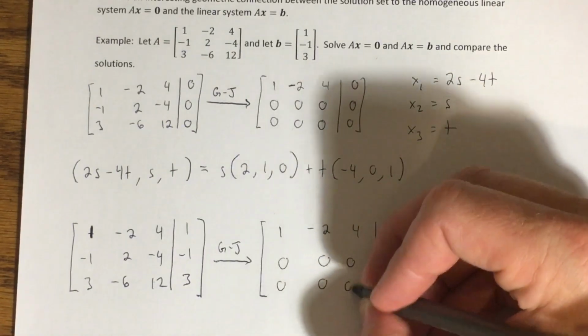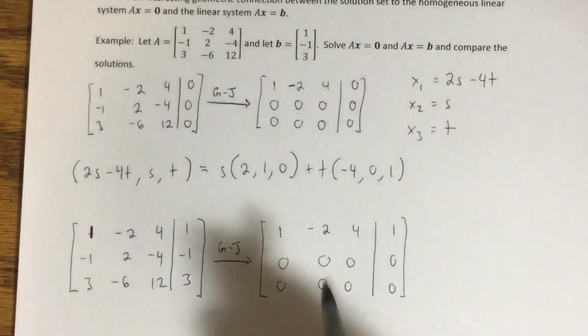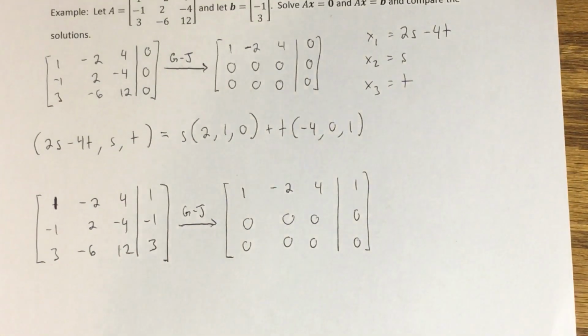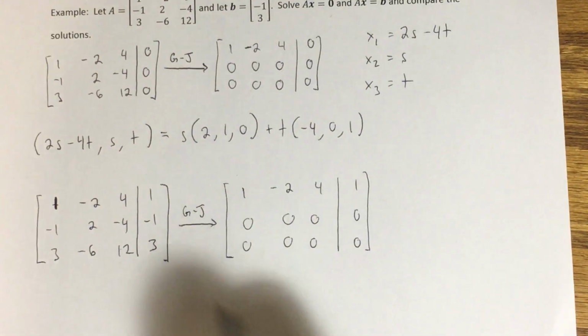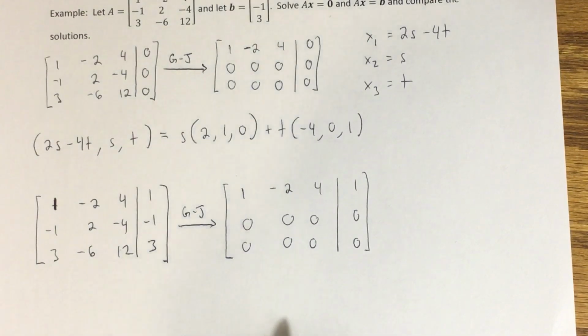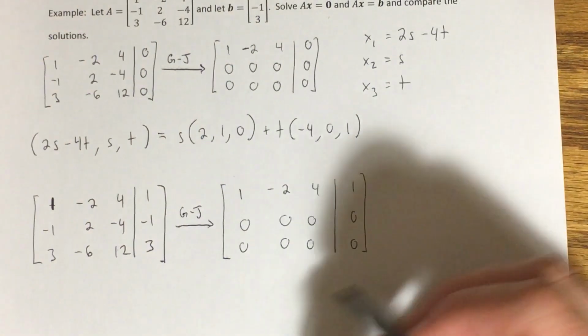Make sure you're okay with the matrix that I'm getting here. It's an easy Gauss-Jordan, but I'm just sort of jumping to the row echelon form here. So now let's come up with our solution set.